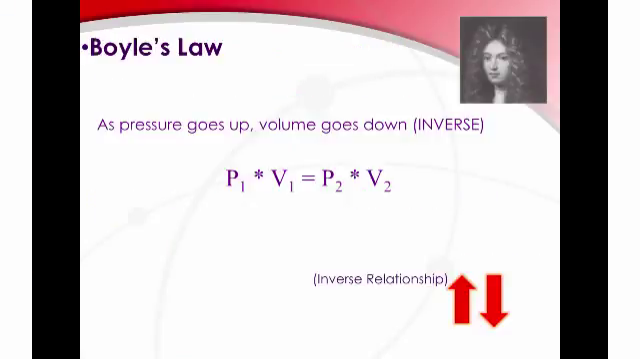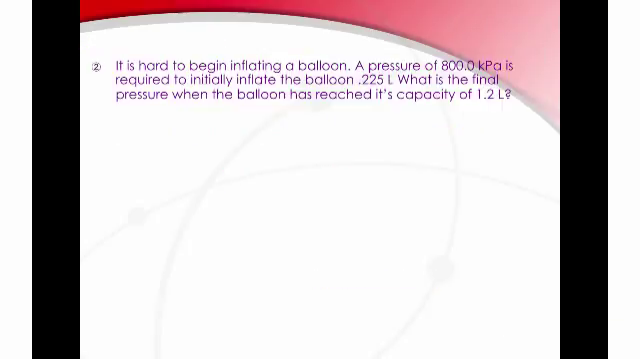This is Boyle's law. As pressure goes up, volume goes down, and this is an inverse relationship. It would be pressure 1 times volume 1 equals pressure 2 times volume 2. So let's work an example. It is hard to begin inflating a balloon.